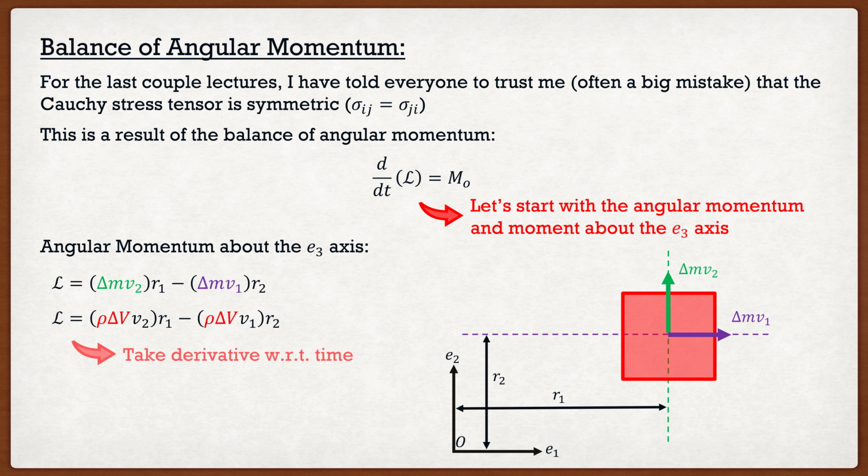Now, on the other side, we have the summation of the moments. What that is going to be is the summation of the moments, or the total moment, due to those stress components, as well as the body forces about the E3 axis. So we're going to go back to our nice figure over here. We know that the centroid is located at a distance r1 and r2 from our origin.